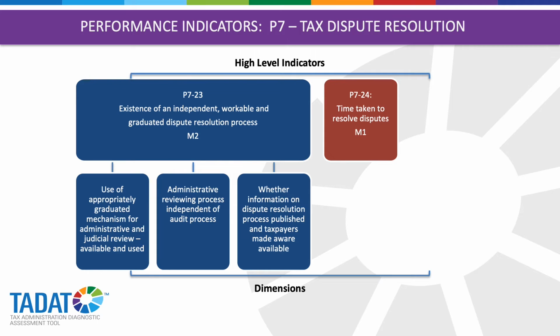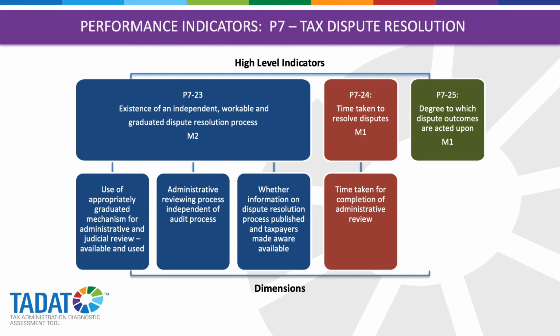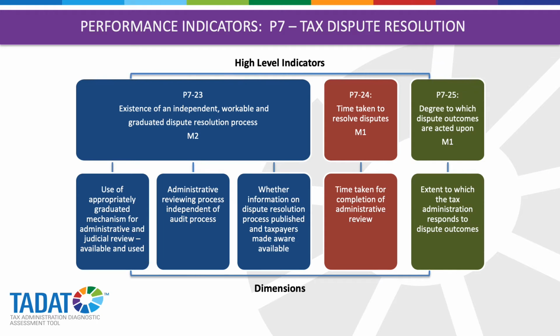The second indicator, P7-24, addresses the time taken to resolve disputes. The dimension for P7-24 is straightforward and is simply the time it takes for completion of administrative review. The third indicator, P7-25, addresses the degree to which dispute outcomes are acted upon. And the dimension for P7-25 is the extent to which the tax administration responds to dispute outcomes.